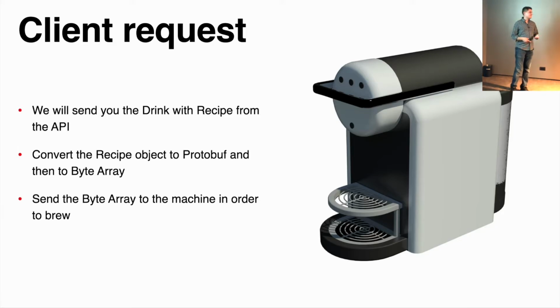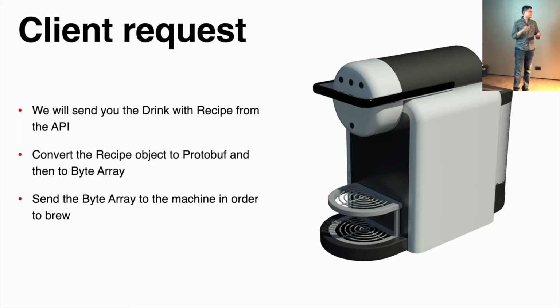And one day, the client said, OK, we want to do brewing now. We will send you an API drink. A drink will have a recipe. And we want you to convert that recipe into protobuf, because our machine works with protobuf, and then convert this protobuf into a byte array and send it over MQTT. And MQTT is just a protocol to communicate over Wi-Fi, like an IoT protocol. So that's what I did.